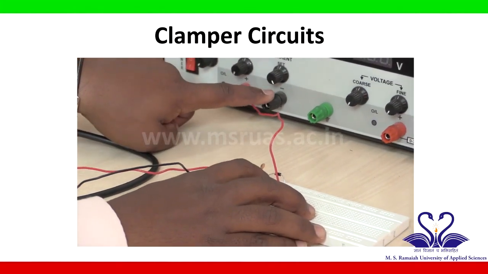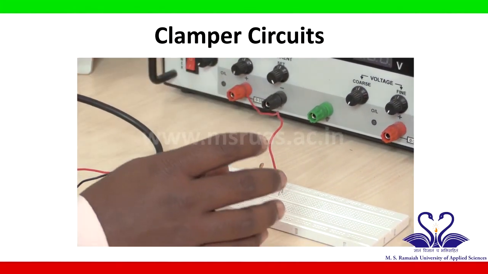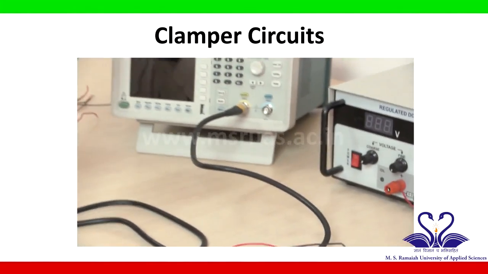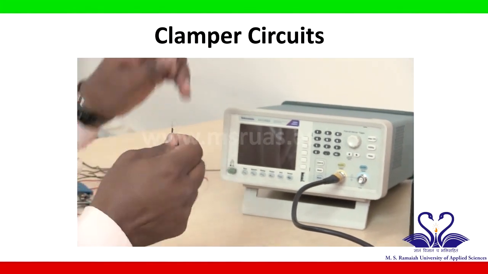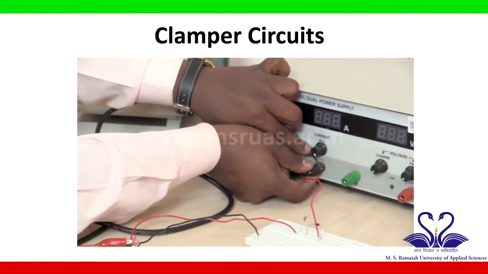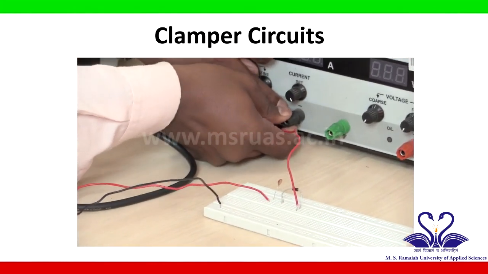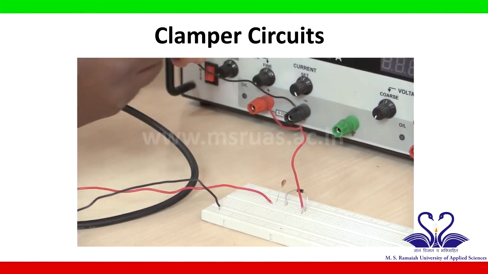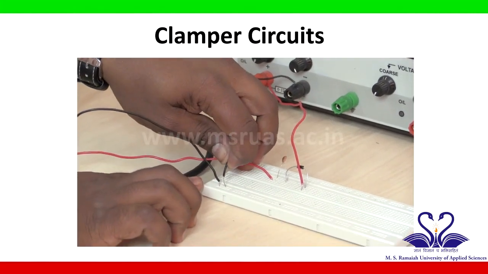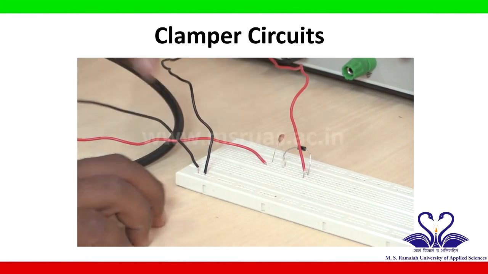The negative terminal of the DC power supply is connected to ground. Take a wire and connect it to the negative terminal of the DC power supply. This negative is connected to the ground. So this row is a ground line. So I will connect to the ground.